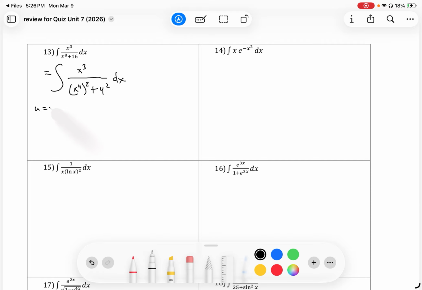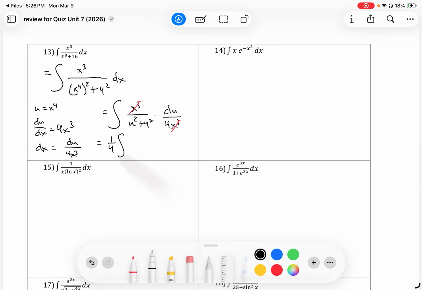So let's let u be x to the 4th. That means that du dx is going to be 4x cubed. So dx will be du divided by 4x cubed. So if I plug things in, I'll get the antiderivative of x cubed over u squared plus 4 squared times du over 4x cubed. Okay, so now my x cubes divide out, and I end up with 1/4 times the antiderivative of 1 over u squared plus 4 squared du.